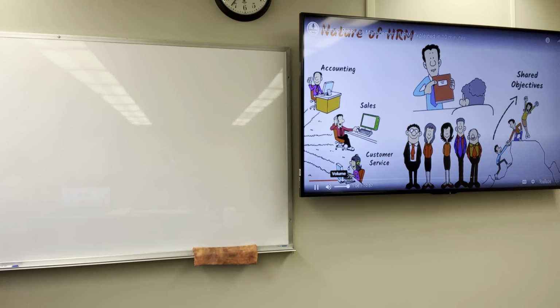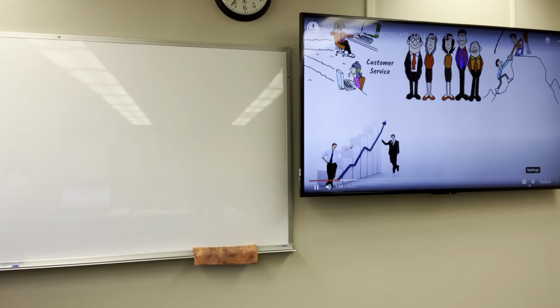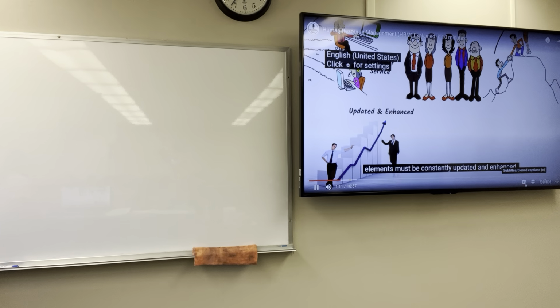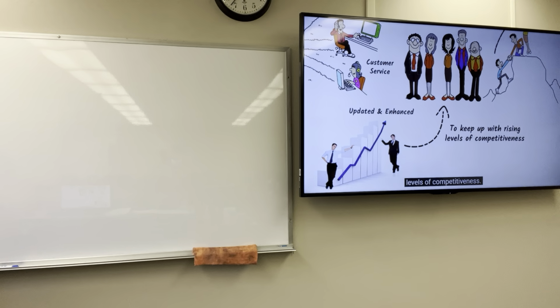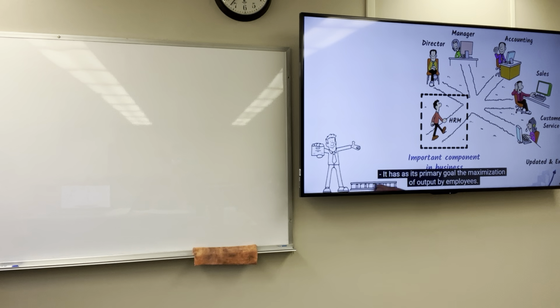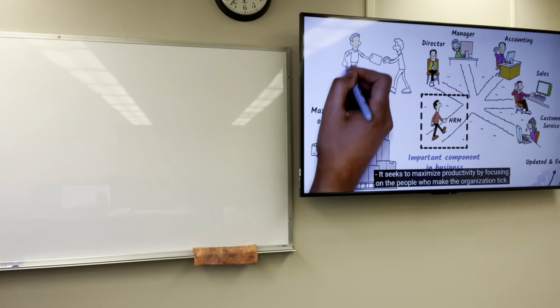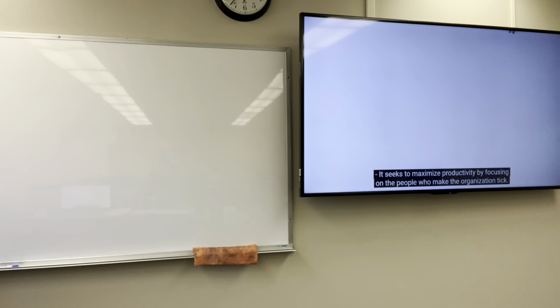To keep up with the ever-shifting market and fiercer levels of competition, all production elements must be constantly updated and enhanced. Human resources, too, must be consistently upgraded or replaced to keep up with rising levels of competitiveness. As a result, it's something that goes on all the time. It is an essential component of running a business. It has as its primary goal the maximization of output by employees. It seeks to maximize productivity by focusing on the people who make the organization tick.